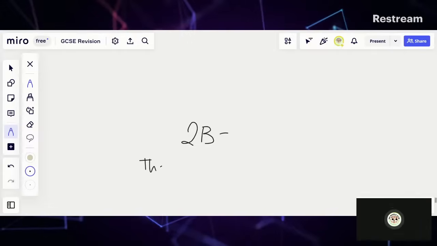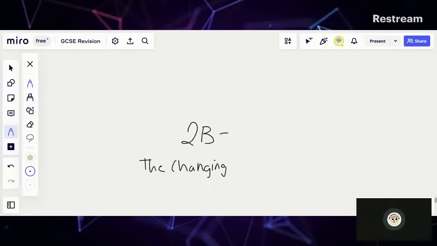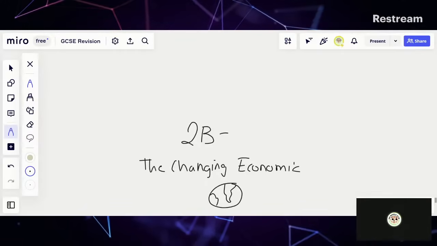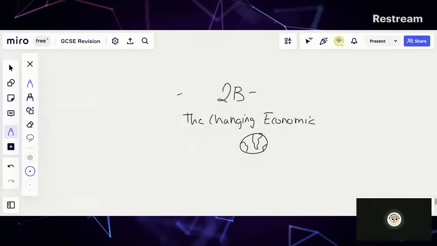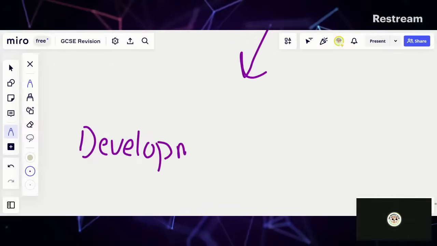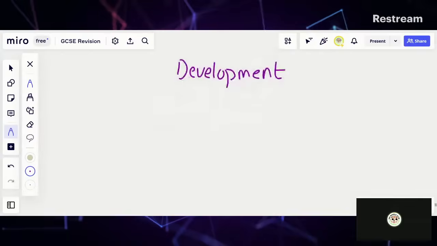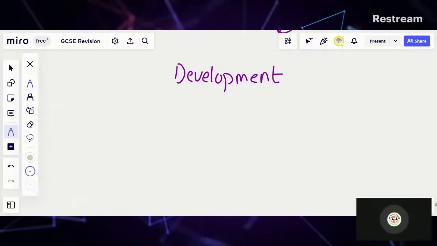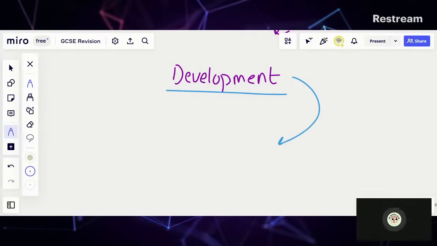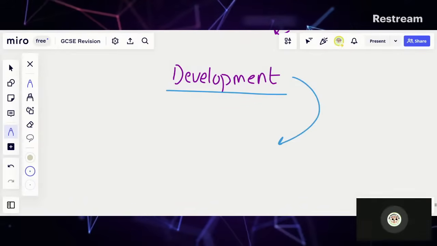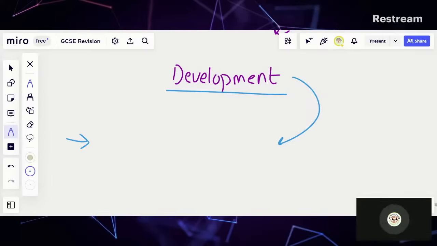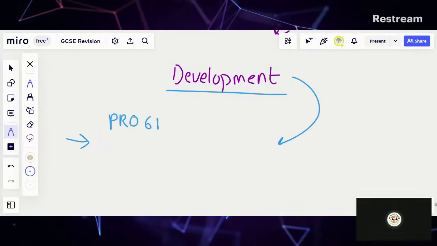So, topic 2B is the changing economic world. And the first thing we need to know is measuring development. So, how is development measured? Firstly, what does development mean? Development is the economic growth and the progress in economic growth, use of technology, and improvement of welfare. So there's three main things that development means. The development is the progress of each of these three things.